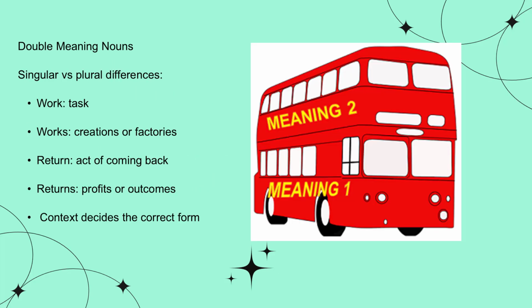Double meaning nouns. Some nouns carry different meanings in singular and plural forms. Return may mean coming back, but returns could mean profit. Work means task, while works can refer to creative pieces or factories. Understanding these subtle shifts is key. Always consider the surrounding sentence to use them properly.